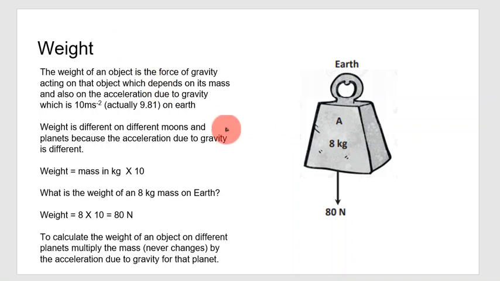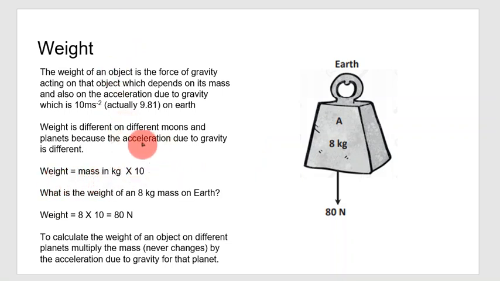So weight is different on different moons and planets because the acceleration due to gravity is different. And the reason why the force of gravity is different on different planets is because of the size and the mass of the planets. So the bigger the mass of the planet, the stronger the force of gravity. So, weight in kgs.